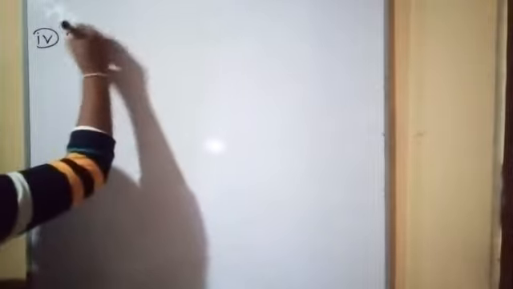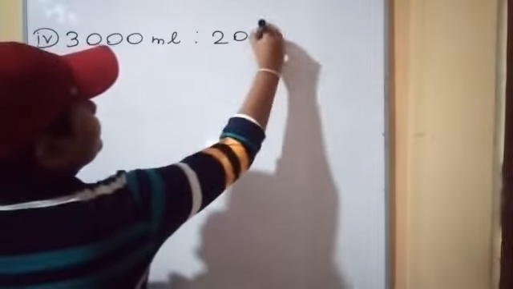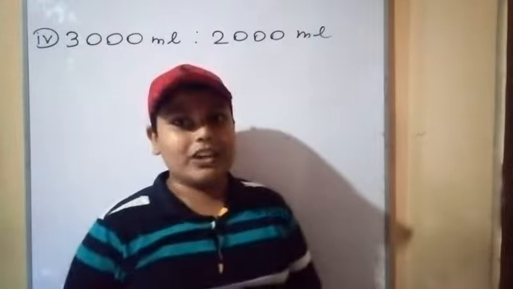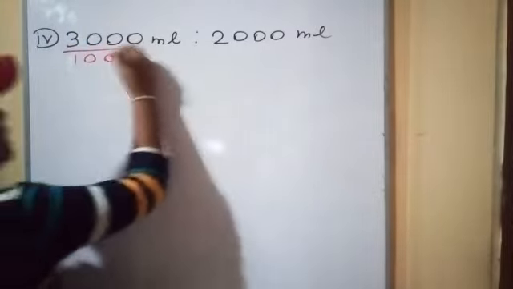What is the 4th one? Find the ratio of the amount of orange juice to the amount of pineapple juice in the mixture. What's that? Ratio means, now in the 4th one, orange juice and pineapple juice only. Now orange juice, you know that is 3000 milliliters to pineapple is 2000. Like this now. Now you can divide both by 1000 because they have 3 zeros.